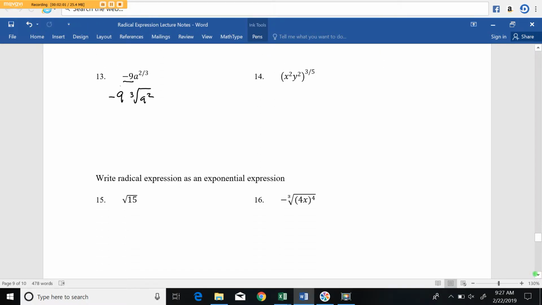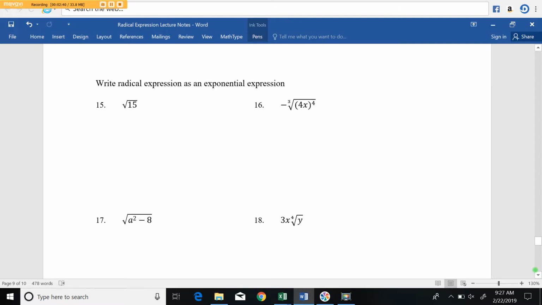Okay, number 14. This 3/5 applies to everything inside of here. I'd probably just leave this the way it is. This is the 5th root of x squared y squared cubed. And let's go ahead and simplify that one a little bit more. This cube applies to both of these, so 5th root of x to the 6th, y to the 6th. Now, we can pull a 5th root out, but I think the directions here were to write as a radical expression, so I'm just going to move on.